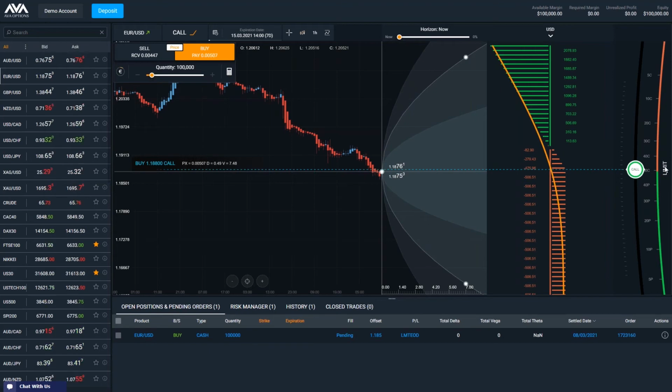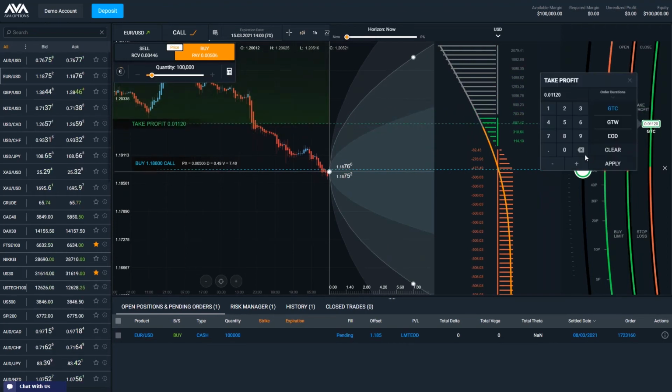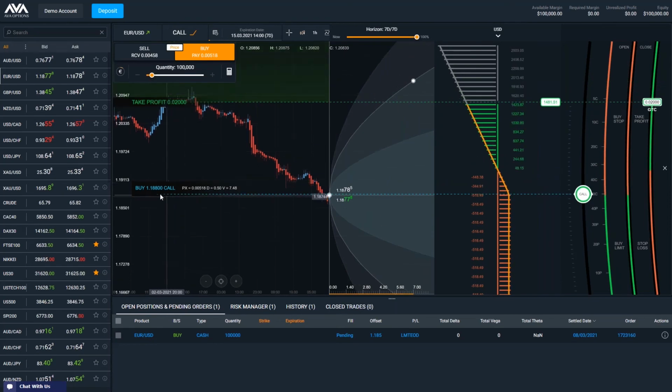If I put in here a limit order saying I want to take profit, I want to sell the option at 200 pips, 0.02. That's going to happen up here. If it's at expiration, we can see that for the option to be worth 200 pips, the market has to be 200 pips higher than 118.80, which means the market's going to be at 120.80. I just skipped a whole bunch of steps, so I'll come back to that in a minute.